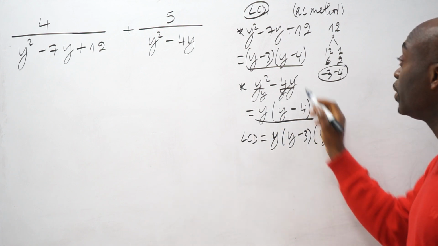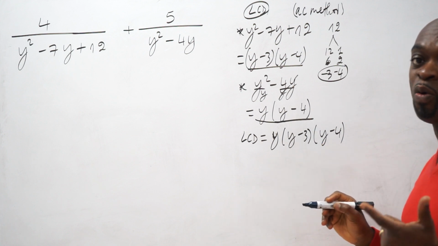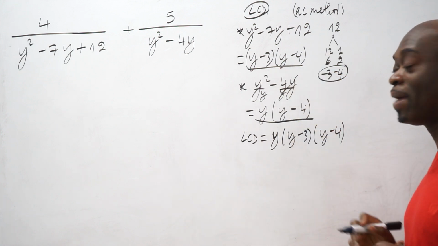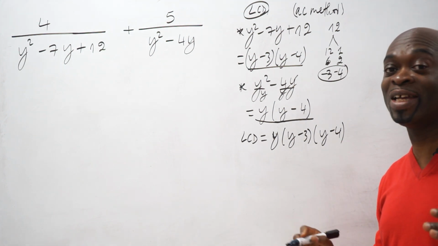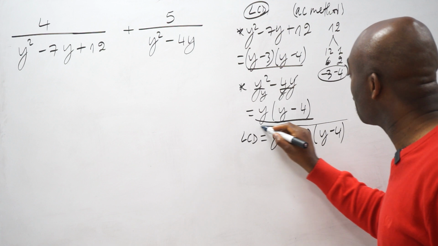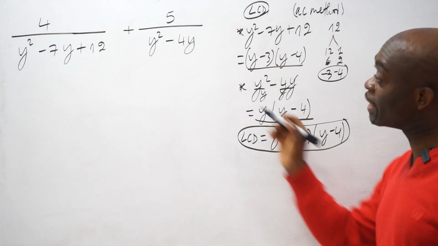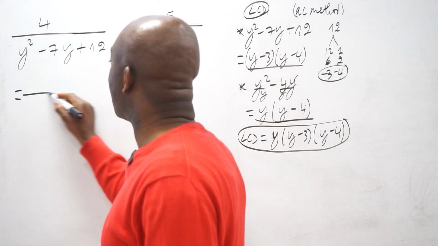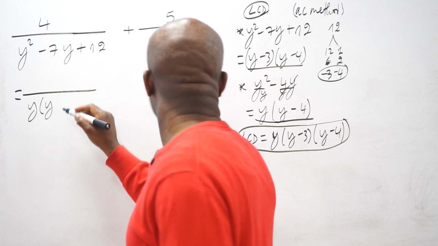How about y minus 3? Once here, zero times here, so we take it once. How about y minus 4? Once here, once here, so we take y minus 4 out also. Good. Take your time, ladies and gentlemen. You're going to get it. Once we get this, that's the lowest common denominator. So we go here now. Now we're all confident about what we're doing. So we have y, then y minus 3, y minus 4.